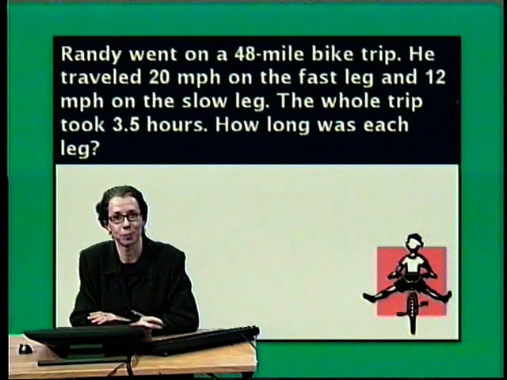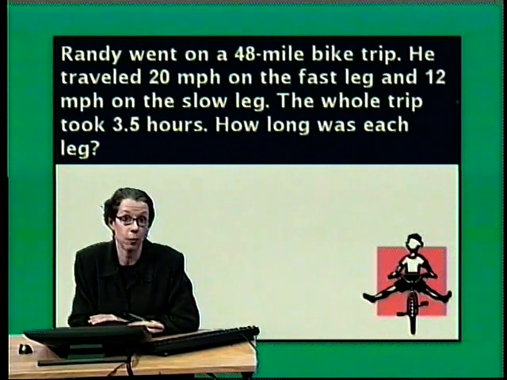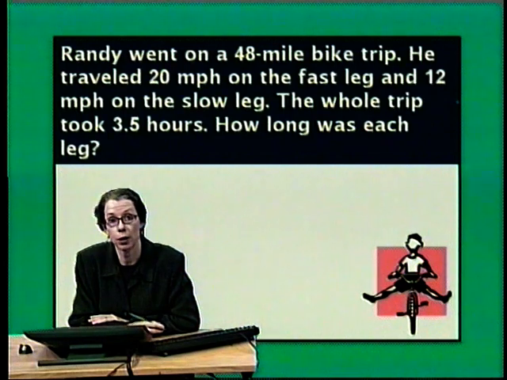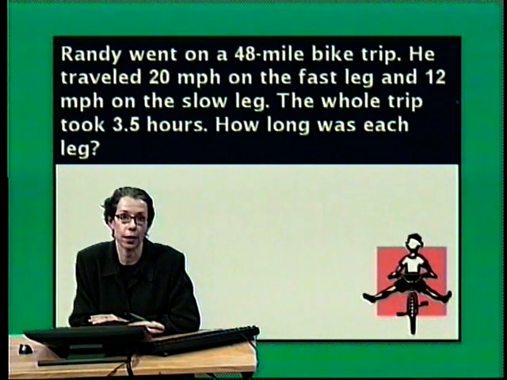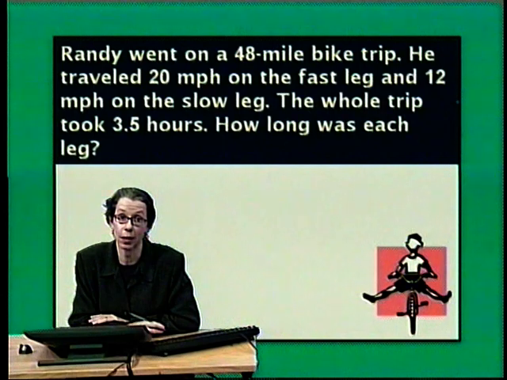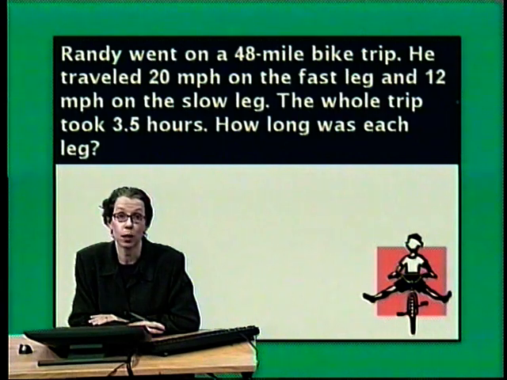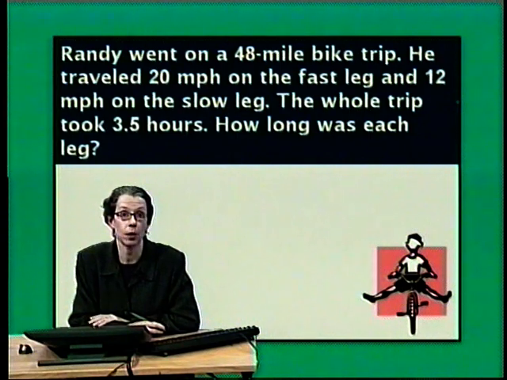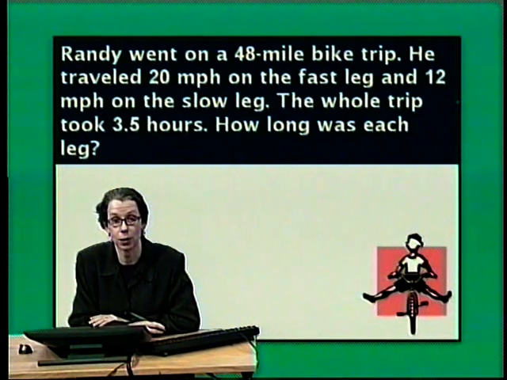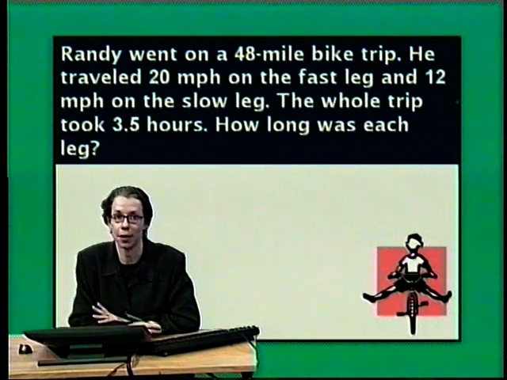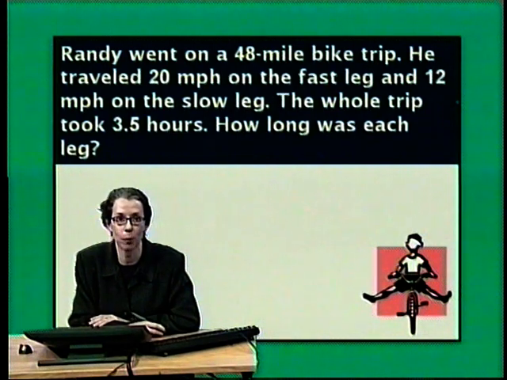Here's another problem. Randy went on a 48-mile bike trip. He traveled 20 miles per hour on the fast leg and 12 miles per hour on the slow leg. The whole trip took 3.5 hours. How long was each leg? Well, this doesn't sound like a mixture problem. This sounds like a problem relating distance, speed, and time. And we know that if we multiply an average speed by the amount of time traveling at that speed, we get the total distance traveled. That's what we're going to use to solve this problem.